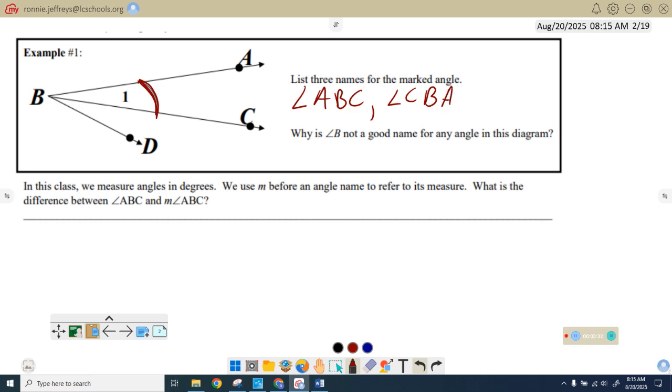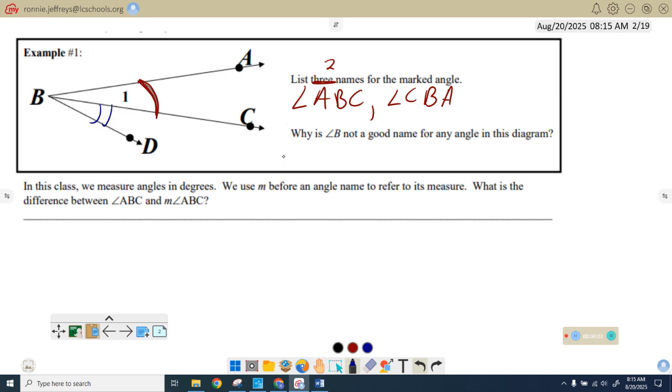Now, list 3 names for the marked angle. I'm actually not going to list this. I'm only going to do 2, and this is why. Because if we look at the second question, it says, why is angle B not a good name for the angle in this diagram? What do we notice about angle B? How many angles are formed at point B?